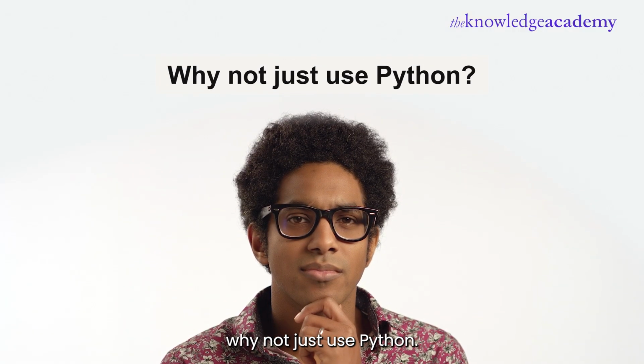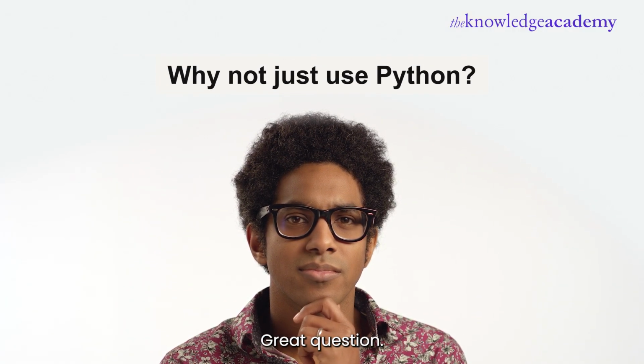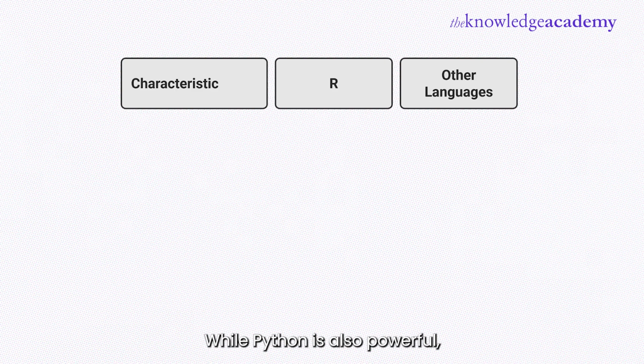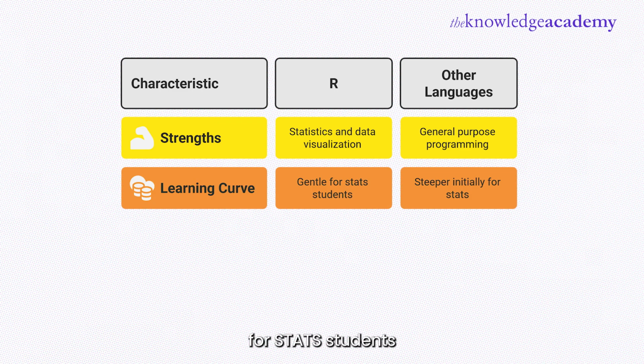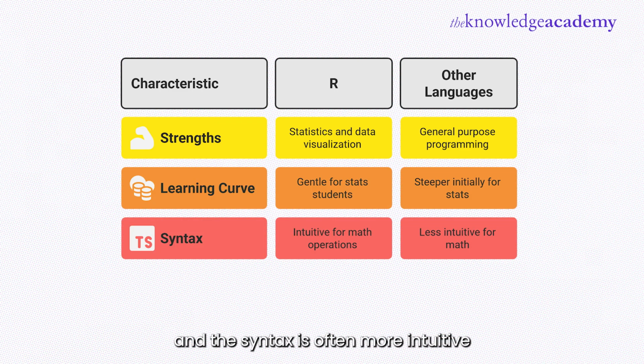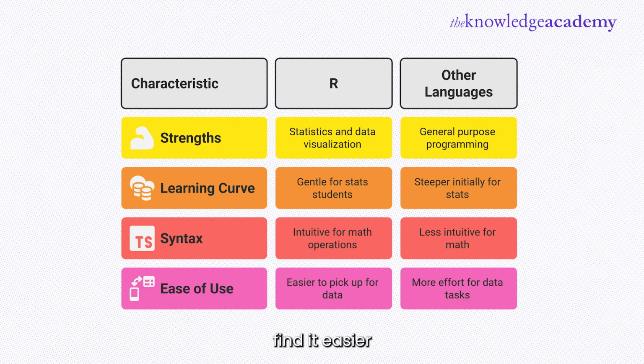You might be wondering, why not just use Python? Great question. While Python is also powerful, R shines when it comes to statistics and data visualization. The learning curve is gentle for stat students, and the syntax is often more intuitive for mathematical operations. Many students find R easier to pick up for data-specific tasks.